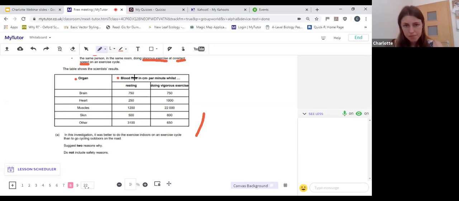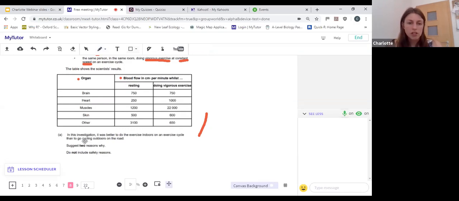Other could be anywhere. So if we have a look at that table, it's good to have a quick look, see what the key differences are before you read the question. So we've got the same amount for the brain, the heart, we've got a lot more doing vigorous exercise, which is what we would expect given what we've just learned. More in the muscles, slightly more blood flow in the skin when exercising, and a lot less in other parts of the body. It's a really, really good representation there of what happens to our bodies when we exercise. Really worth thinking through all the reasons behind that.